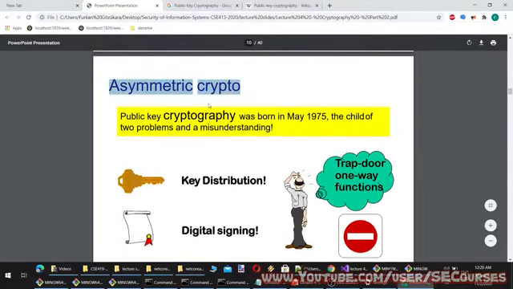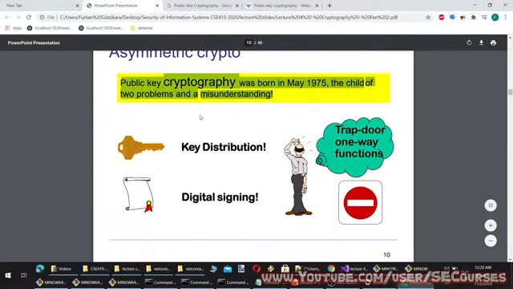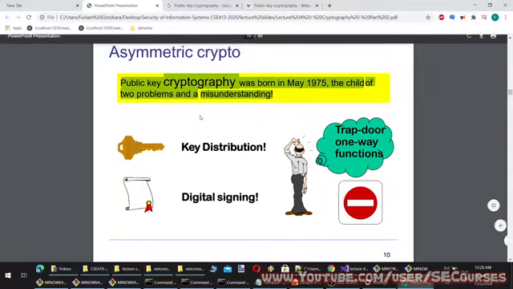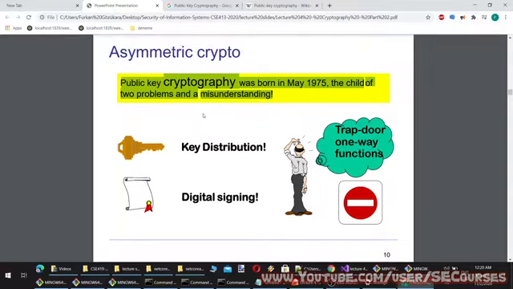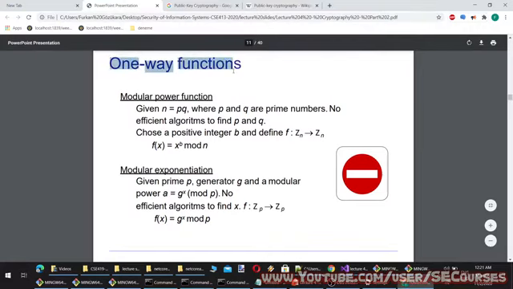So, asymmetric crypto. Public key cryptography was born in May. Let's read it. Public key cryptography was born in May 1975, the child of two problems and a misunderstanding. So there is key distribution and digital signing, trapdoor one-way functions. So this is a big no. Okay, so what are the one-way functions?